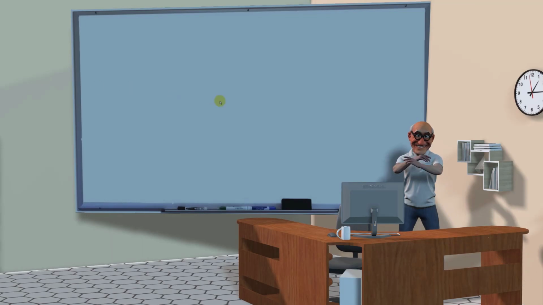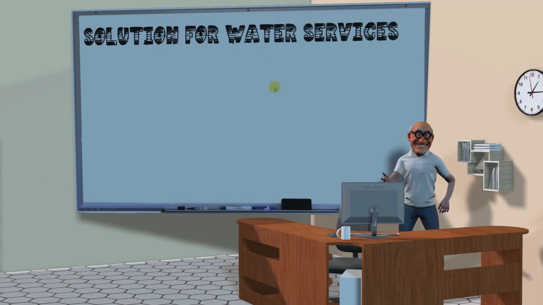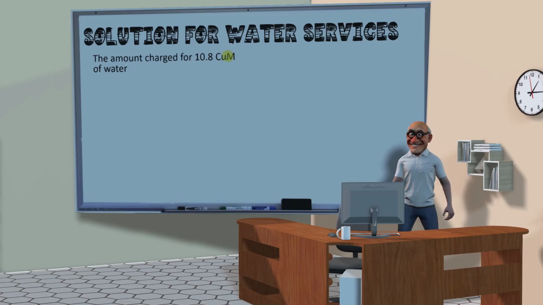Now that we've done the electricity, let's have a look at the water services. The solution for water services. Right, the amount charged for 10.8 cubic meters. The CUM stands for cubic meters. Or you could just put M to the power of 3, which also means cubic meters, righto. But they just prefer to write it out like that because most people will understand this one over here. Righto, let's have a look at it.